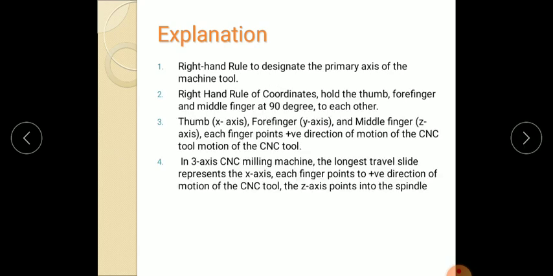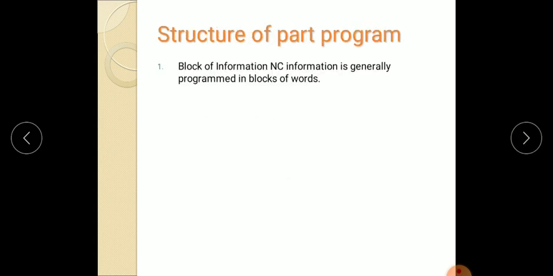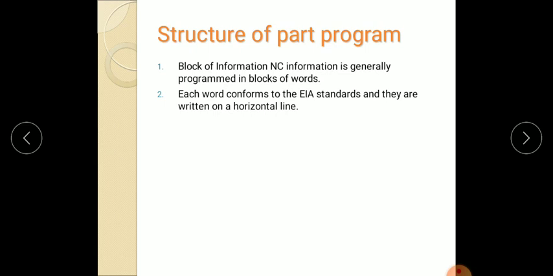This is the expression regarding the right hand rule. Next, structure of part programming. Here, numerical control information is generally programmed in a block of words. Each word conforms to EIA standards, and they are written on a horizontal line.